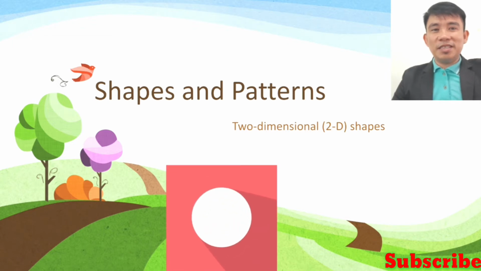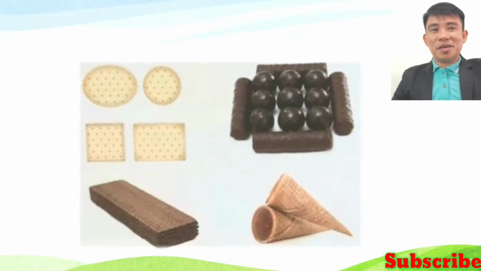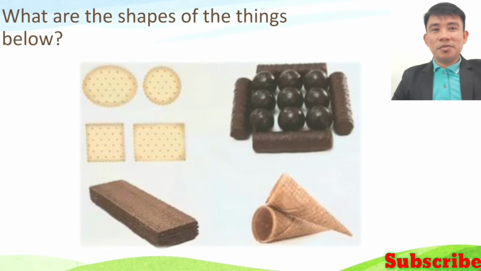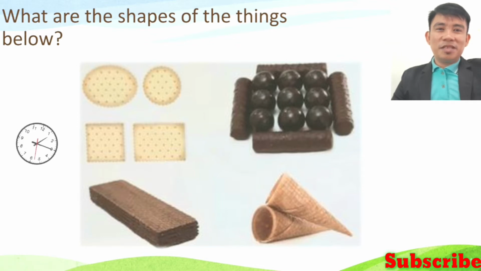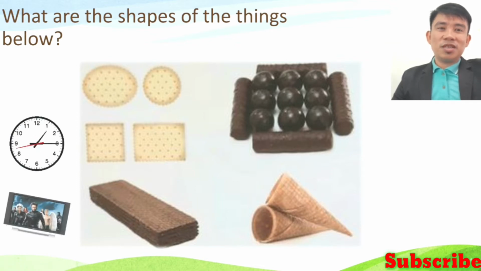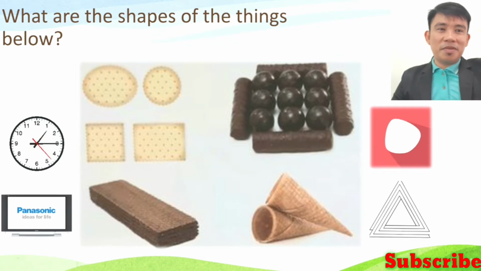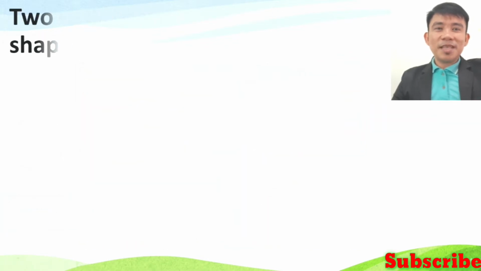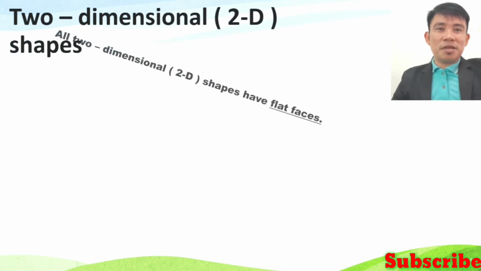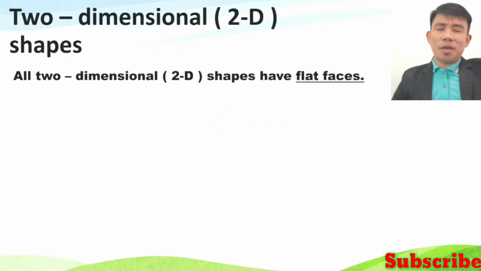Now, as you can see here, I just put some objects. So what are the shapes of the things below? Let's try to recall the lesson from the previous video. Here you can see the watch, the TV, and the color red, and there's another one. I hope you still remember these things. In two-dimensional shapes, always remember that all two-dimensional shapes or 2D shapes have flat faces.